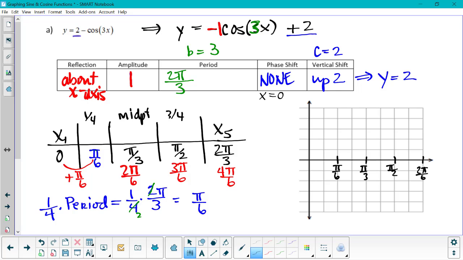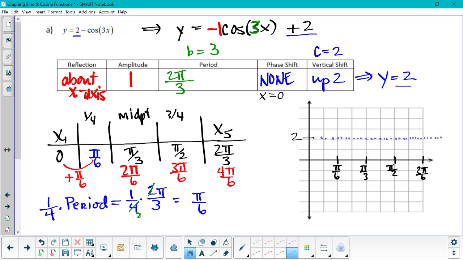Okay, now I'm going to label my y-axis. So first place I go on my y-axis is to my midline, which is y equals 2. So I'm going to make each square be 2. All right, so this is my midline. So kind of keep in mind that this is like my new x-axis.